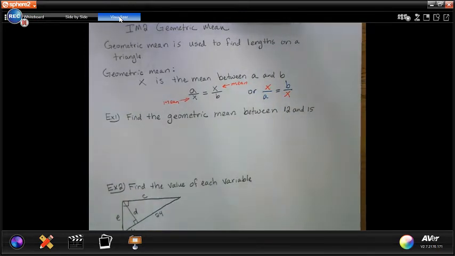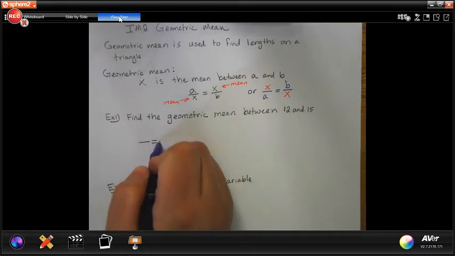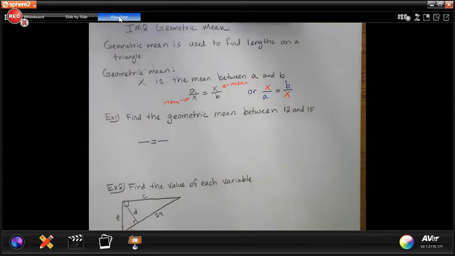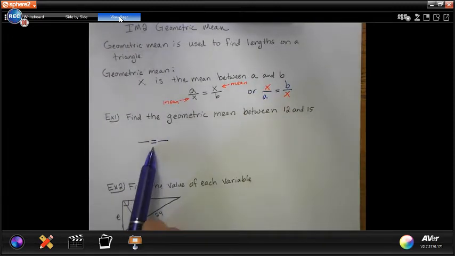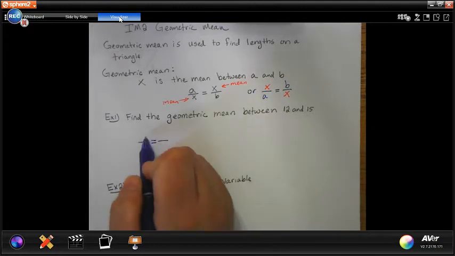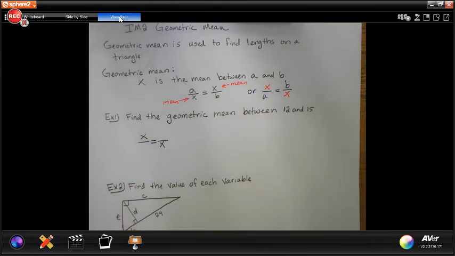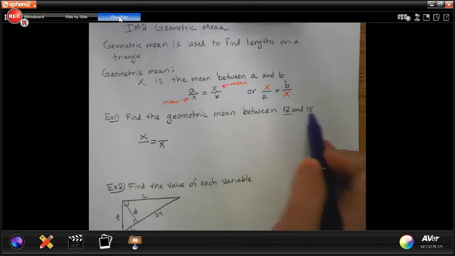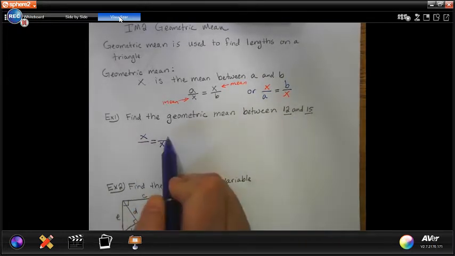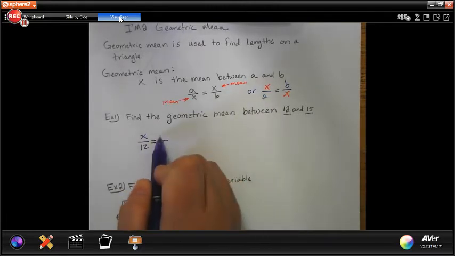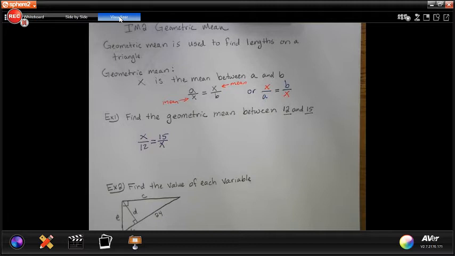So, example 1. Find the geometric mean between 12 and 15. We don't know the geometric mean, so let's set it up. We're going to do two fractions with an equal sign in between. The geometric mean is what we need to find. That's our variable. You pick a variable for the geometric mean. I usually use X. So you put X here, and then the two numbers, 12 and 15, go in the other two spots. So 12 goes here, 15 goes here. That's setting it up.